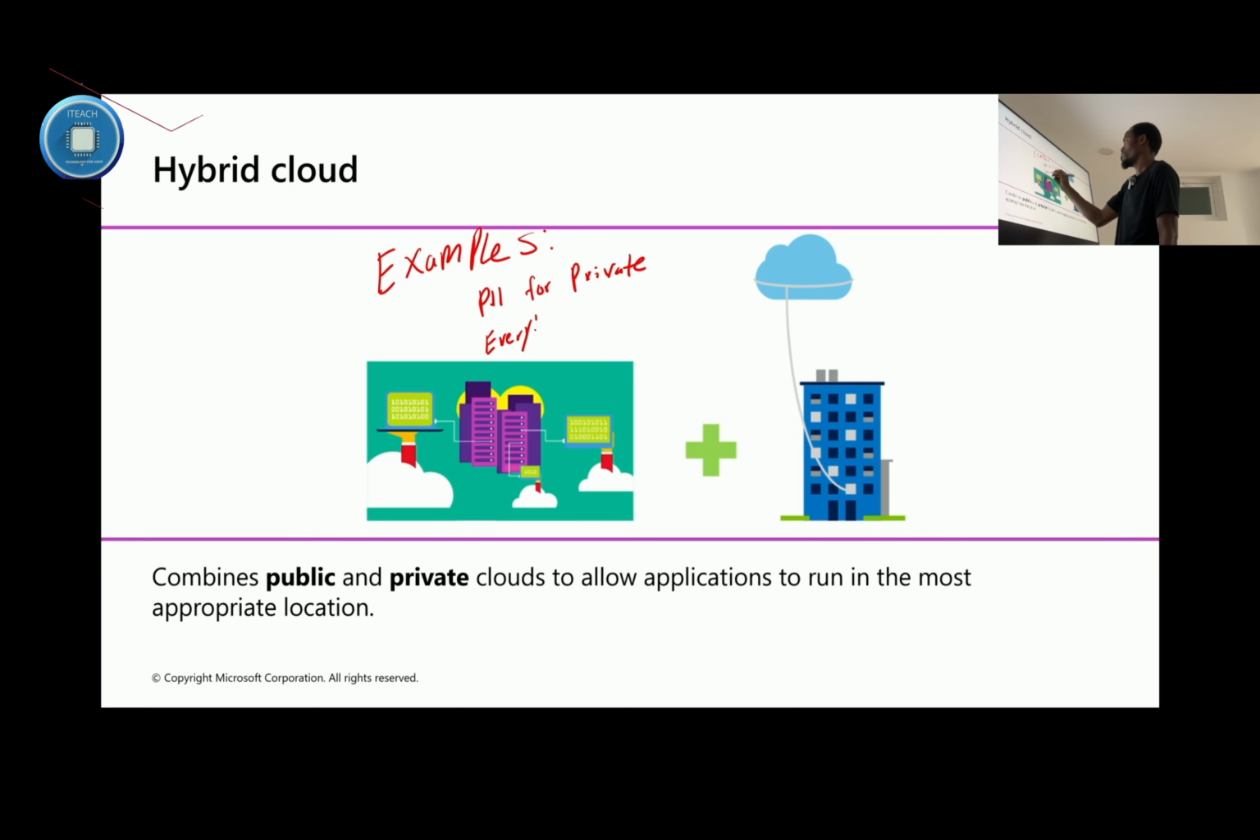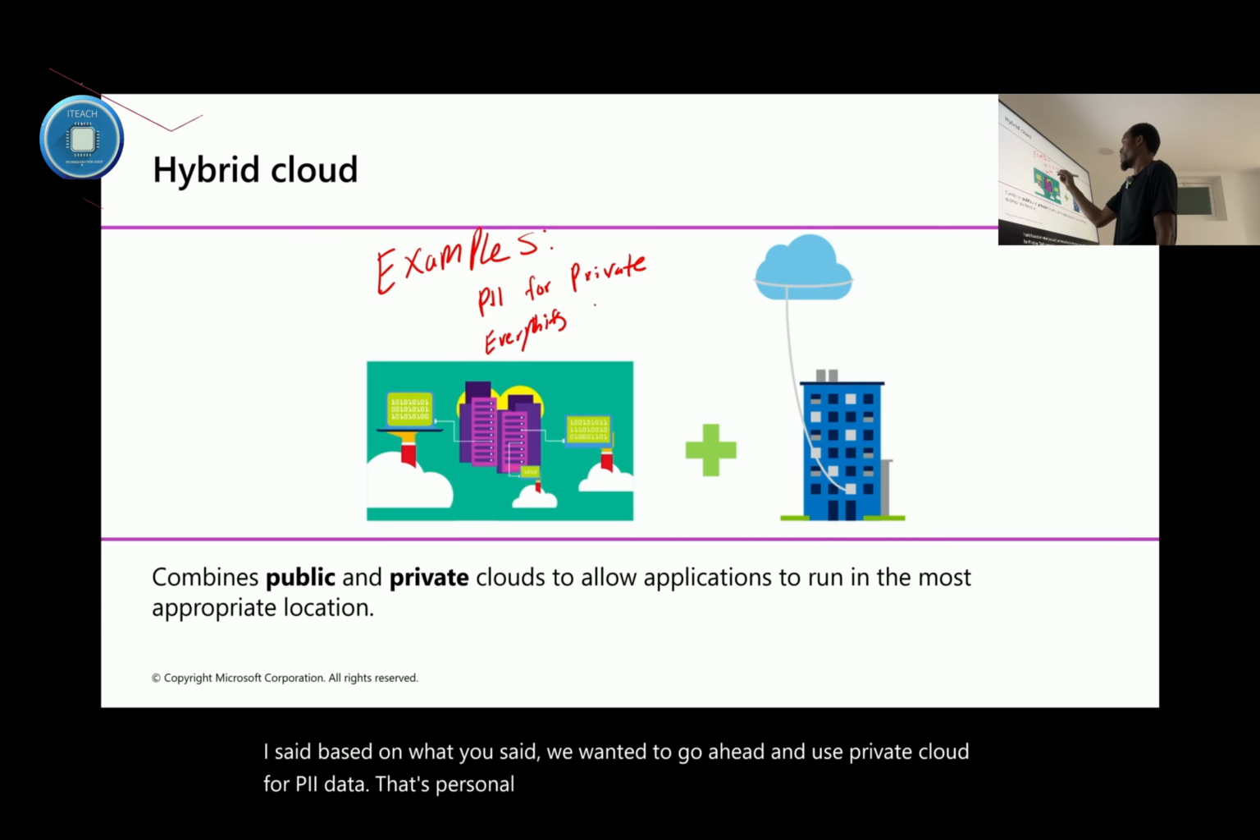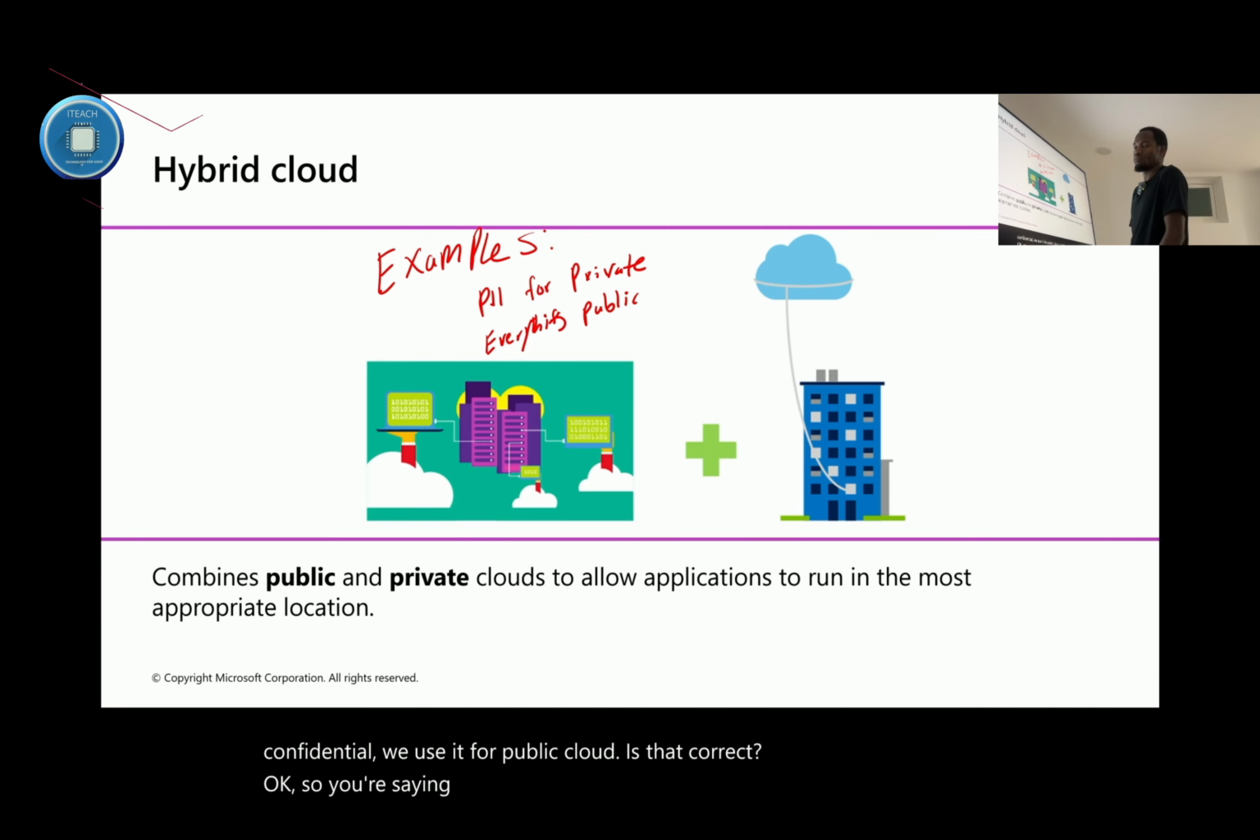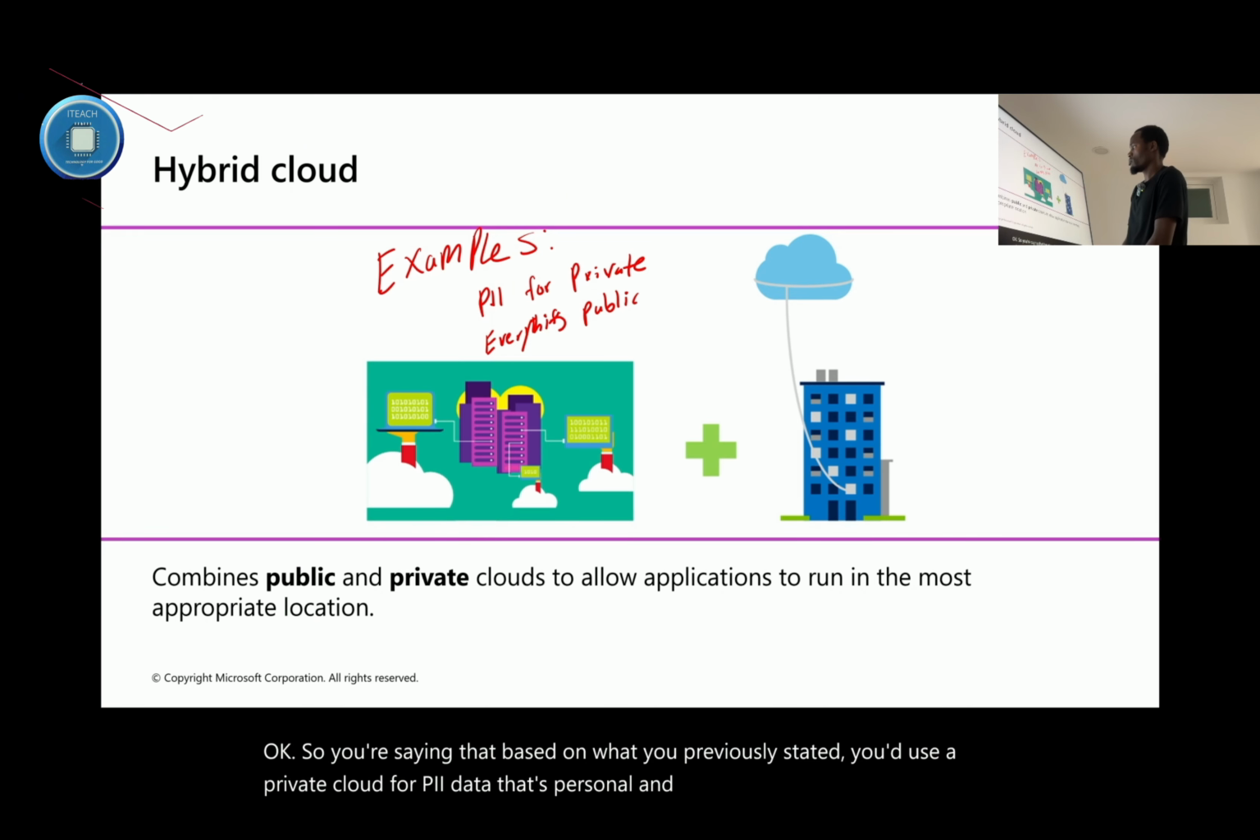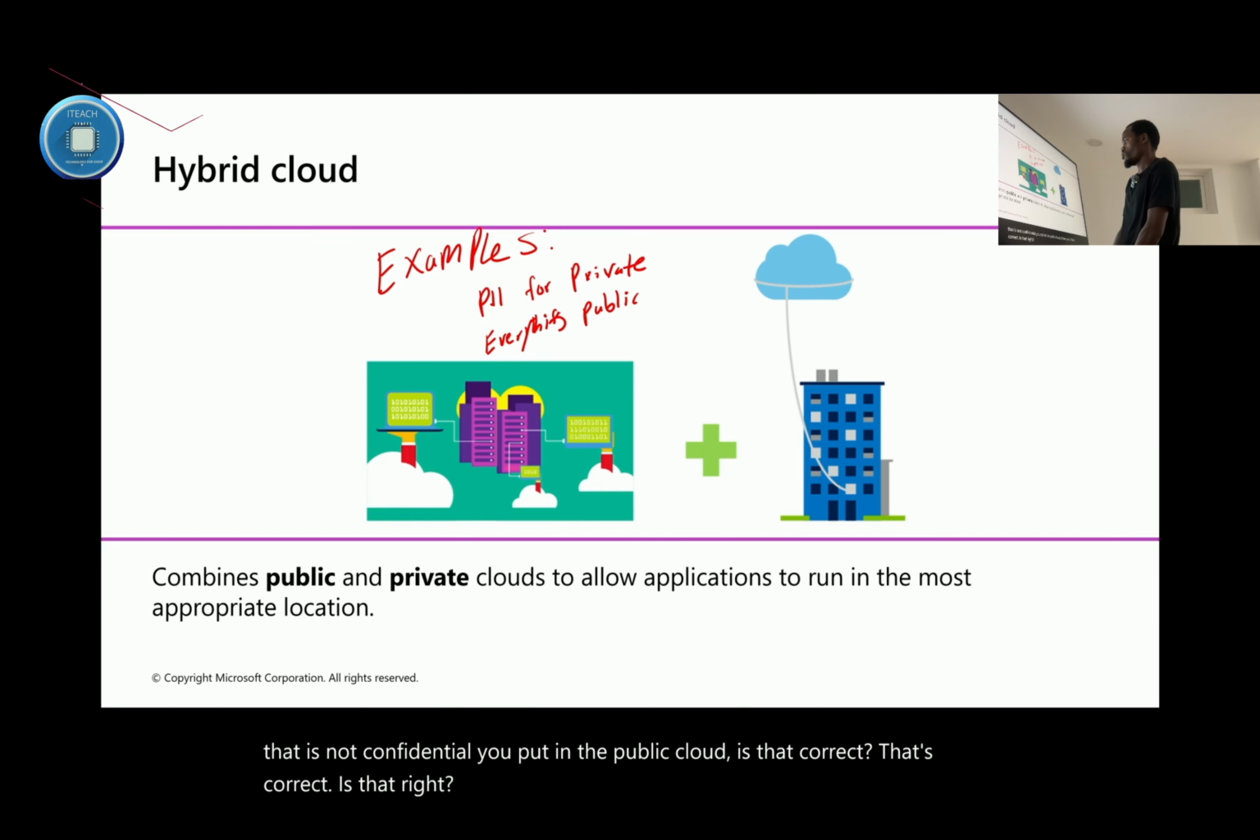Based on what you said, we wanted to go ahead and use private cloud for PII data. That's personal, confidential. And then everything else that's not confidential, we'll use public cloud. Is that correct? So you're saying that based on what you've previously stated, you'd use a private cloud for PII data that's personal and confidential, and then everything that is not confidential, you'd put in the public cloud. Is that correct? That's correct. Is that right? Yes, that is a good use case for a hybrid cloud.